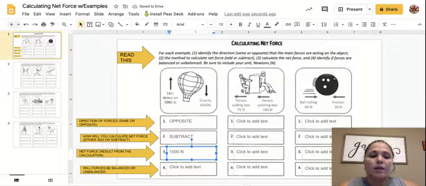And now we just tell, will forces be balanced or unbalanced? So remember that balanced forces, when we add or subtract them, will equal 0. Unbalanced are going to equal anything besides 0. Well, this number is not 0, so that means they are unbalanced.